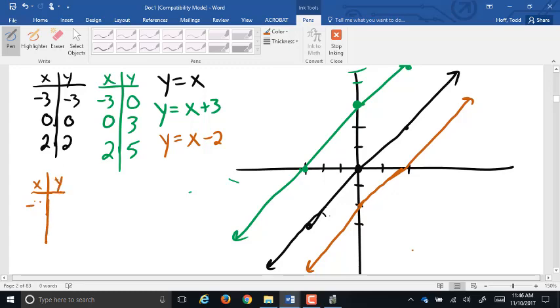If x were, well, let's just stick with -3. What's -3 minus 2? -5. -3, -5, that looks right. How about if x were 0? -2, that is definitely correct. If x were 2, 0, and that is correct. So that looks right. So adding or subtracting to the x just moves the graph up or down.